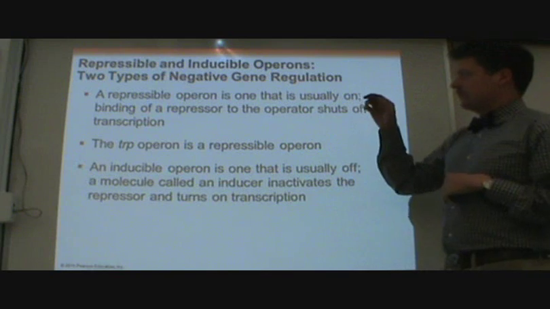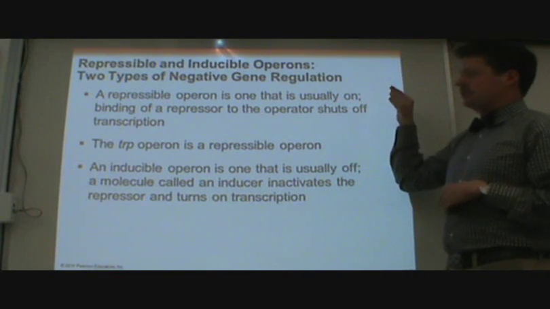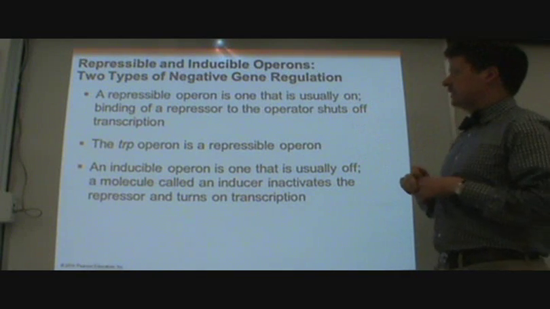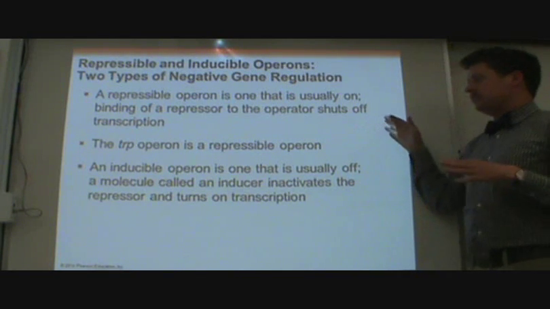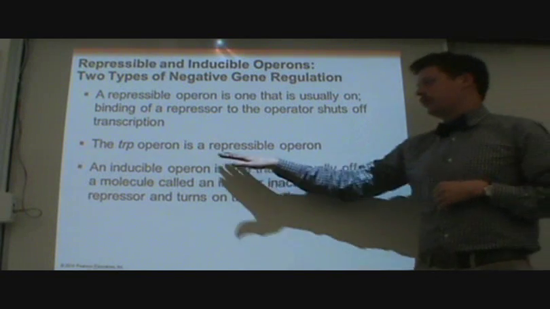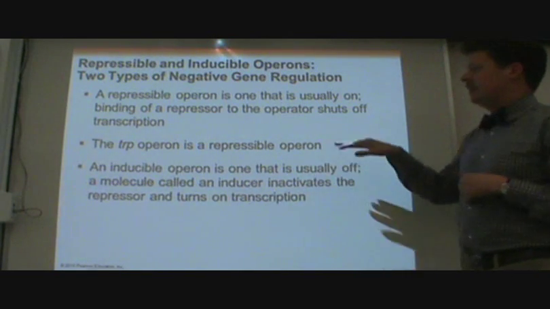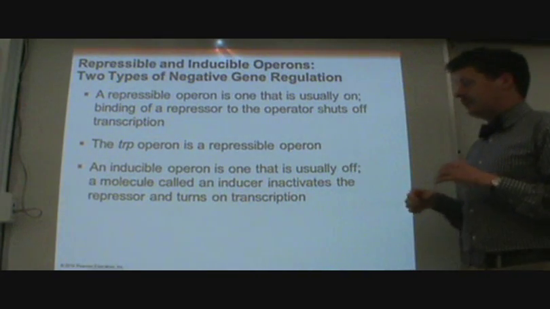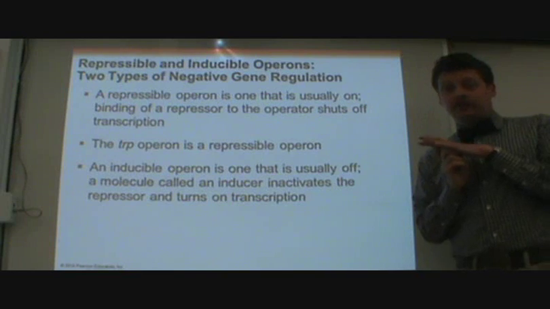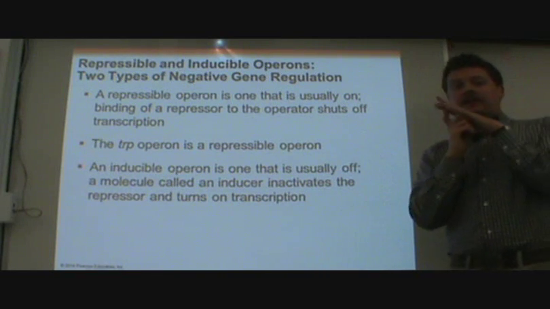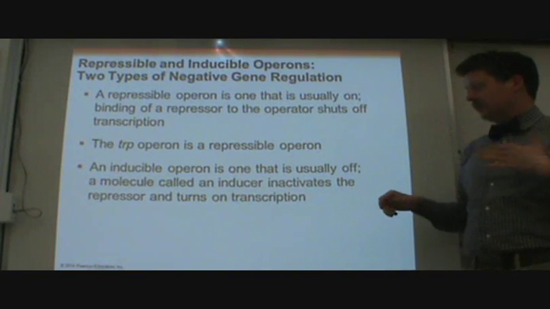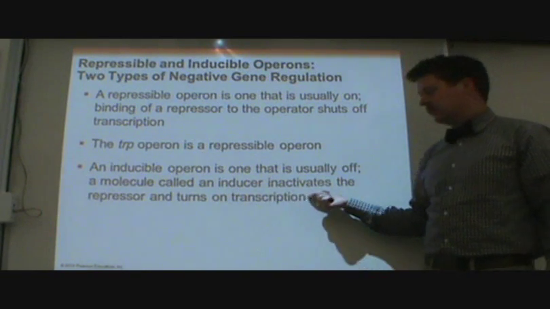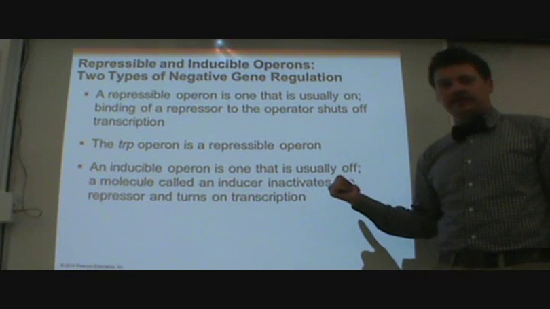And that one is usually on, but it needs a co-repressor to turn it off. And so that's what we refer to as a repressible operon. And an inducible operon is one that is normally off, and so that repressor is normally bound to it, and then something needs to come in and turn it on. Okay, so then you have a molecule that's called an inducer that's going to inactivate the repressor.